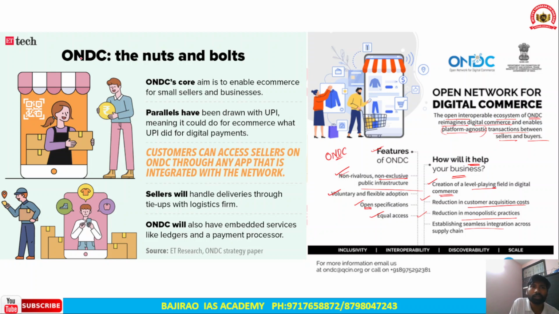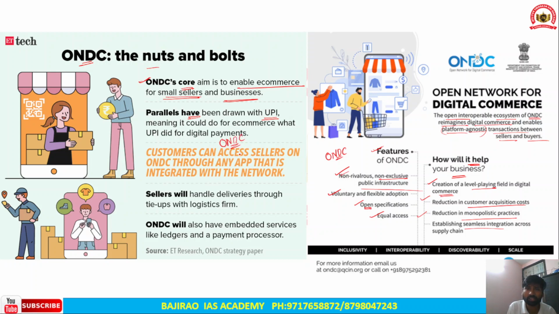Okay, so the Open Network for Digital Commerce: the nuts and bolts. Now we need to understand that its core aim is to enable e-commerce for small sellers and small businesses. Okay, so this will provide a level playing field for small investors also. Okay, so parallels have been drawn with the Unified Payments Interface, meaning it could do for e-commerce what UPI has done for online transactions or digital payments.